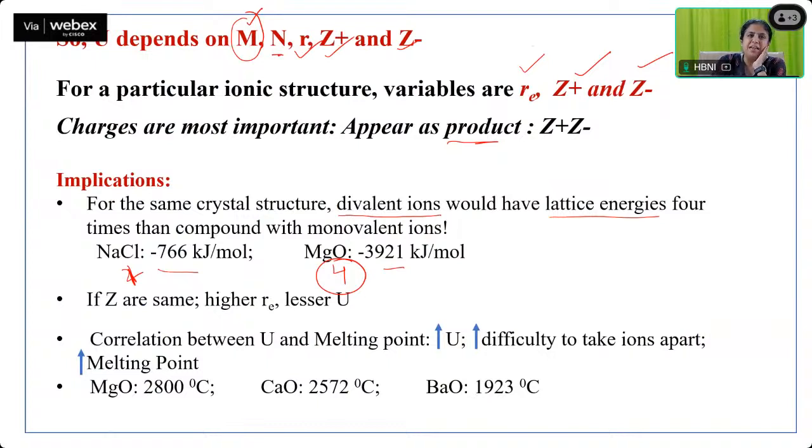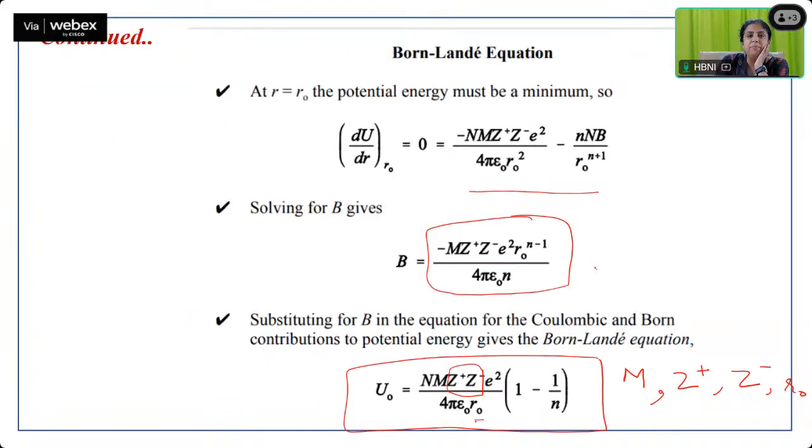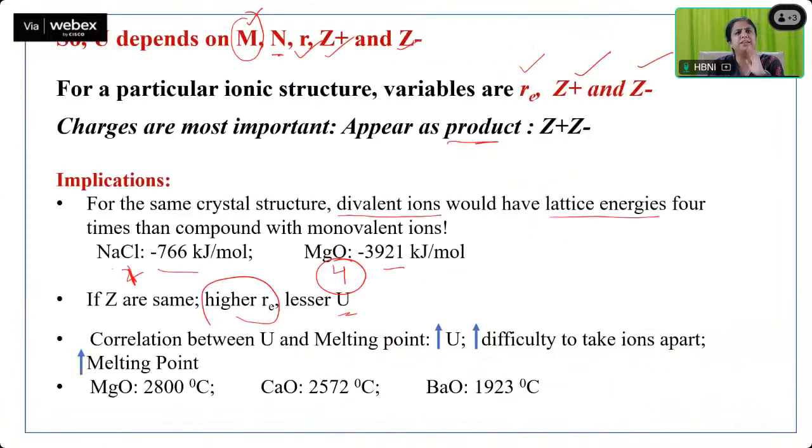Suppose Z is the same. Here I talked about monovalent and divalent. Now suppose Z is the same. I talk about MgO, calcium oxide, barium oxide. All of them are 2 plus 2 minus. Then the higher the R, the lesser will be the U, because R appears in the denominator. Also, it is quite understandable: the farther they are, the lesser would be the attraction.